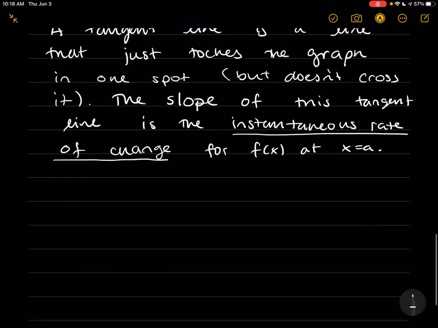Algebraically, if we wanted to sort of write down this idea with a math equation, the idea of like sliding x closer and closer to a is a limit, right? So we're going to take the limit as x goes to a, right? Because we're taking x and we're making it really, really close to a. And it's going to be the limit of the average rate of change.